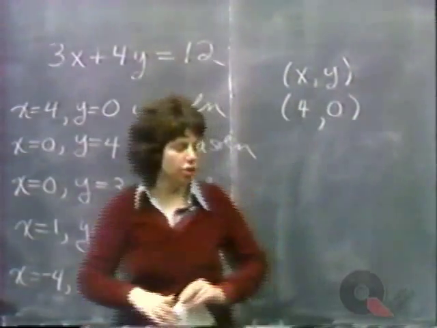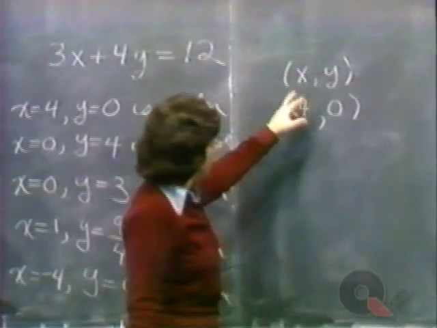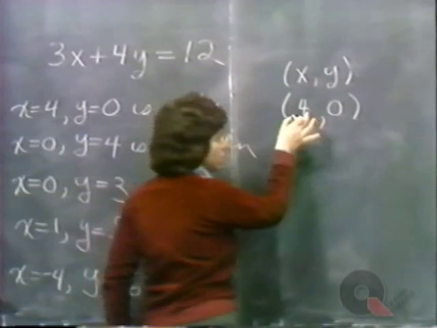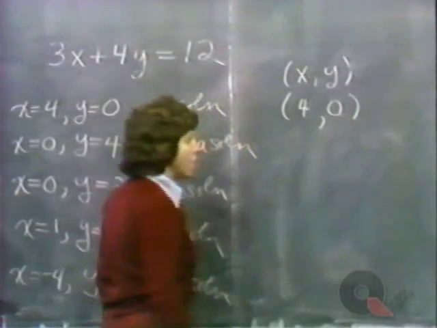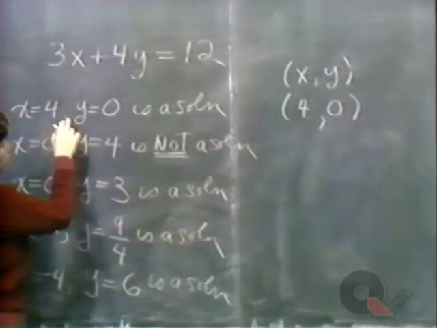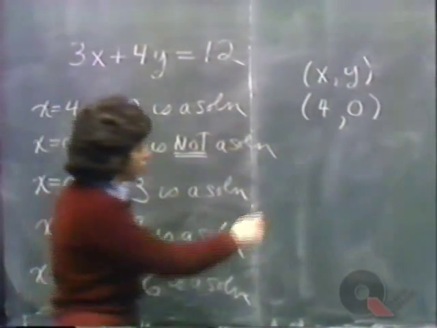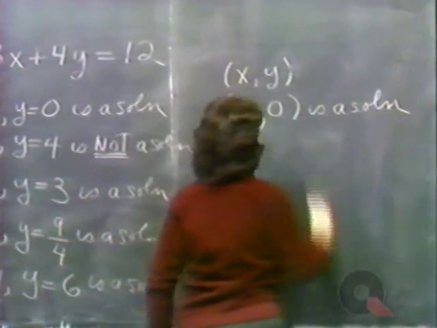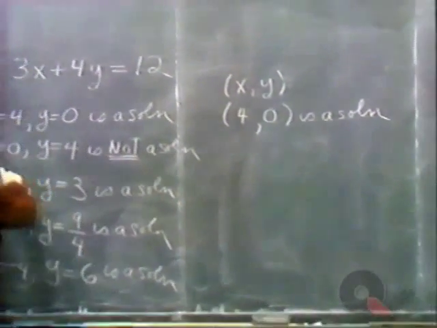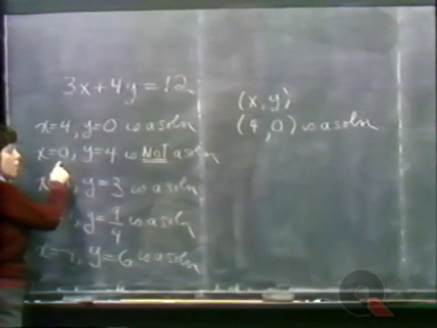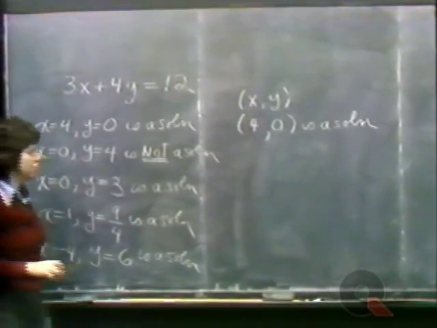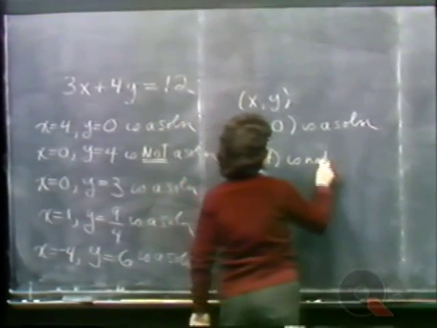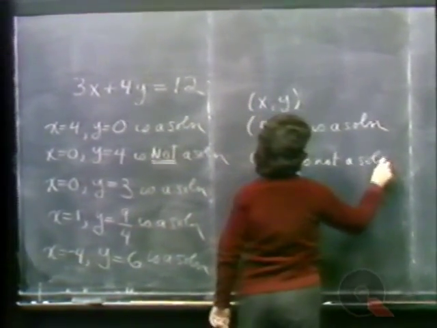We'll adopt this convention. If you see parentheses with a number, comma, another number inside, this will mean that the first value is an x value and the second value is a y value. So instead of writing x equals 4 and y equals 0 is a solution, I could say 4 comma 0 is a solution. The second one, however, would be written 0 comma 4. Remember, it's the x value that has to go down first. 0 comma 4 is not a solution.